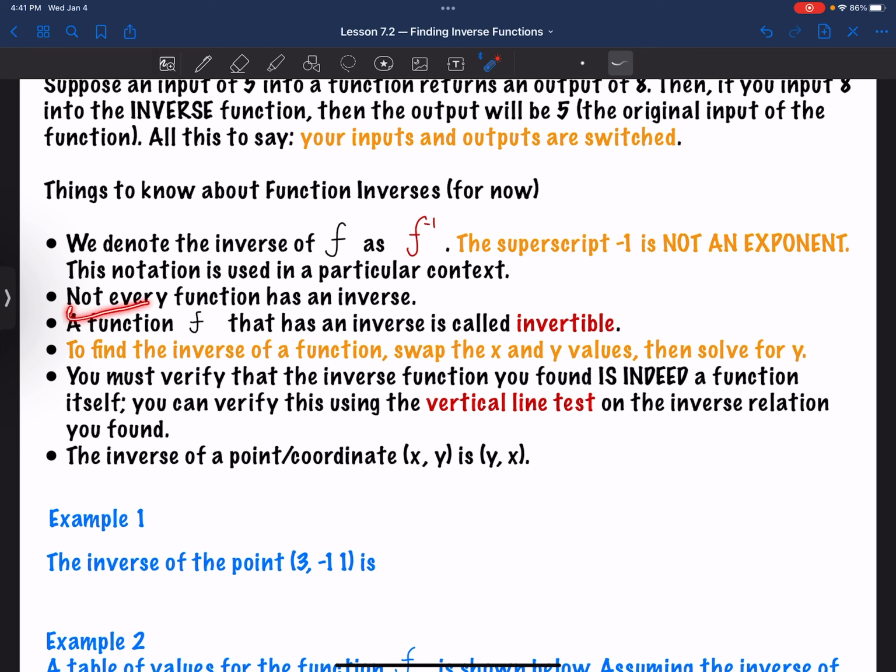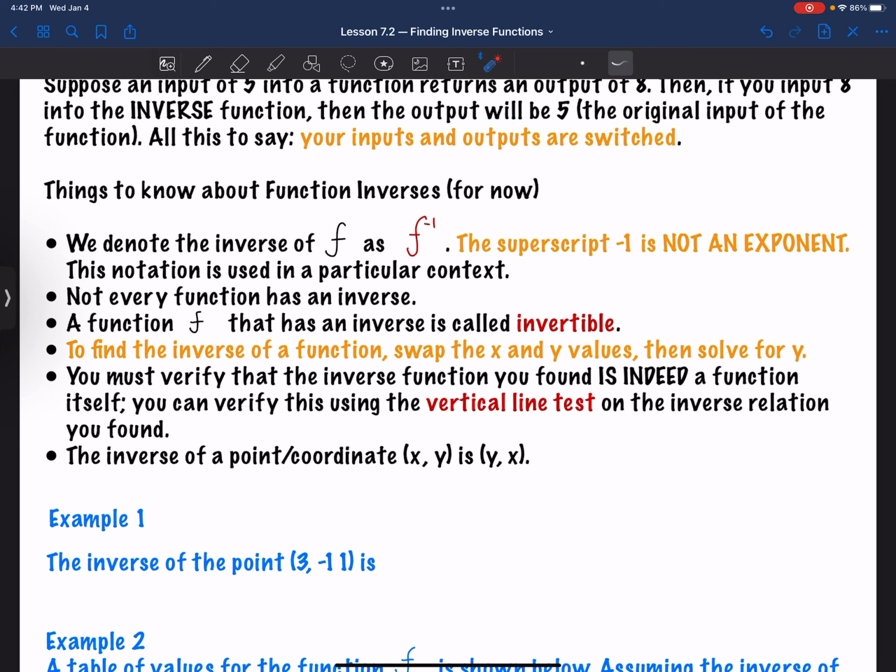It is important to note that not every function has an inverse. We'll be exploring this in class next time. But just know that you can find an inverse, but if you find the inverse, it's not necessarily going to be a function, if that makes sense. If a function has an inverse, we call that invertible. So f is invertible if it has an inverse.